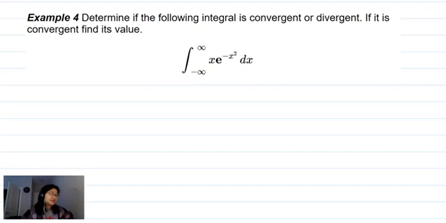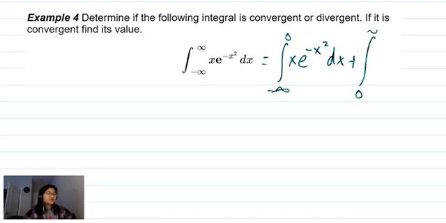So we need to break this up. And what's our favorite number that's between negative infinity and infinity? 0, yeah, absolutely. So let's break this up into integral from negative infinity to 0 of x times e to the negative x squared dx plus integral from 0 to infinity of x e to the negative x squared dx. Alright, so let's look at them separately.